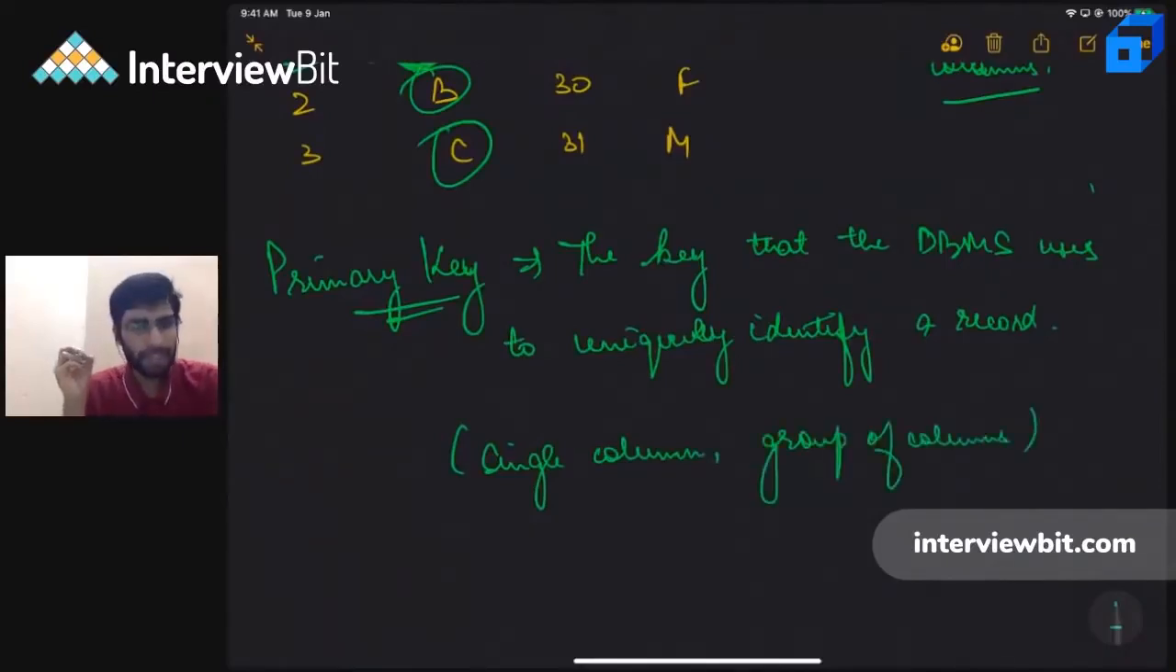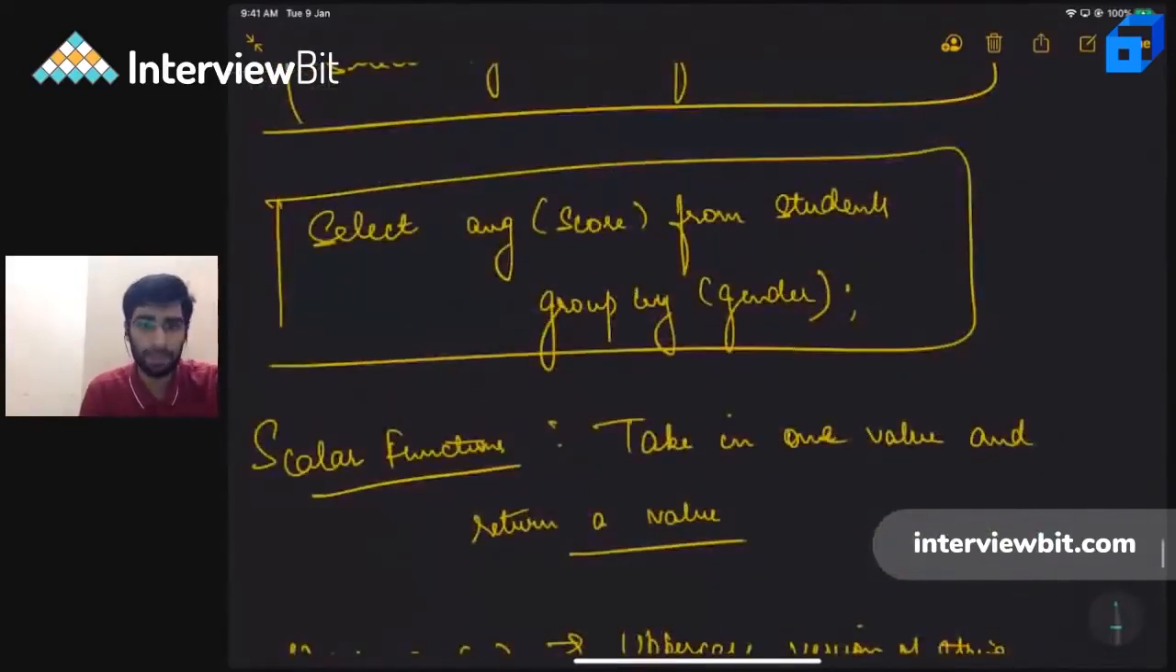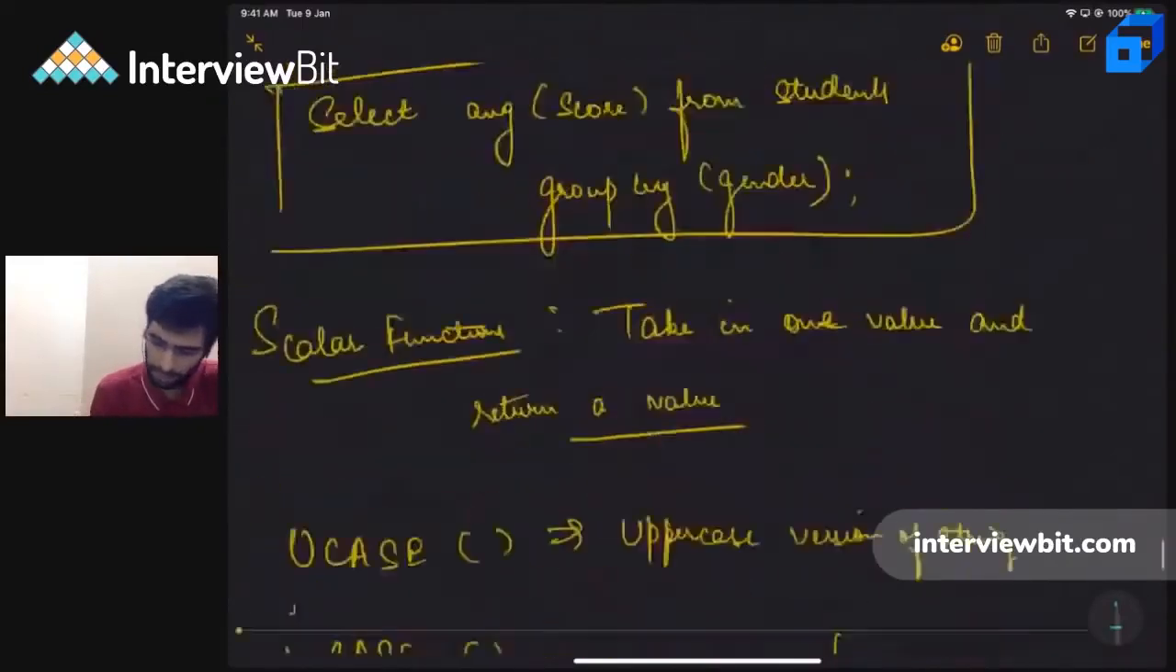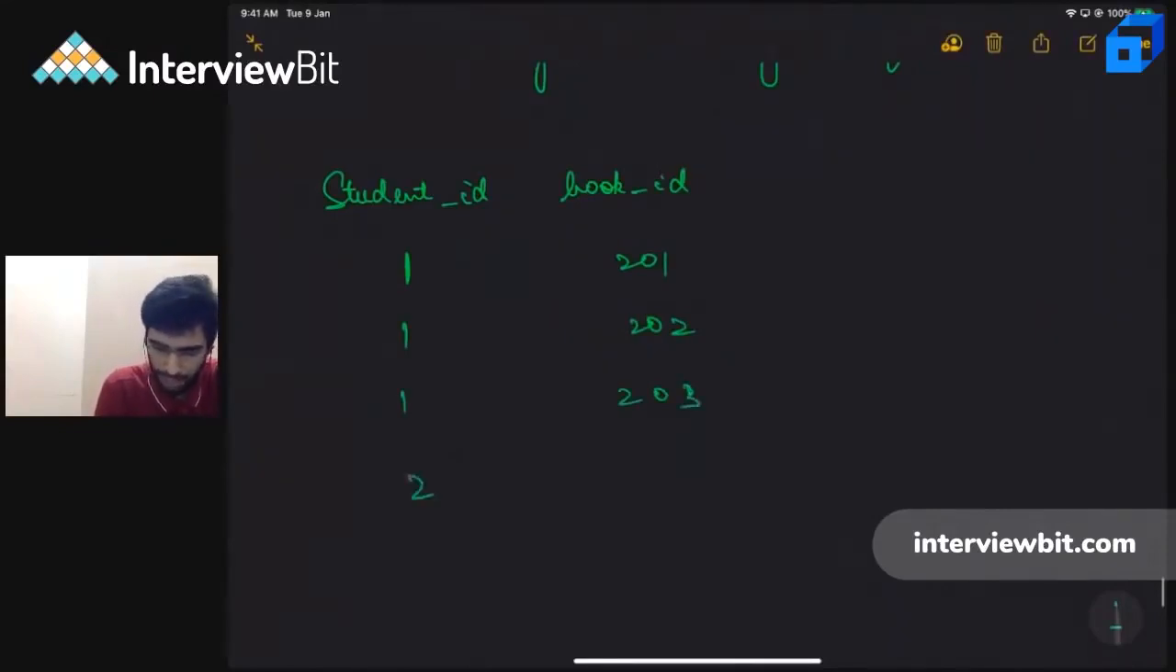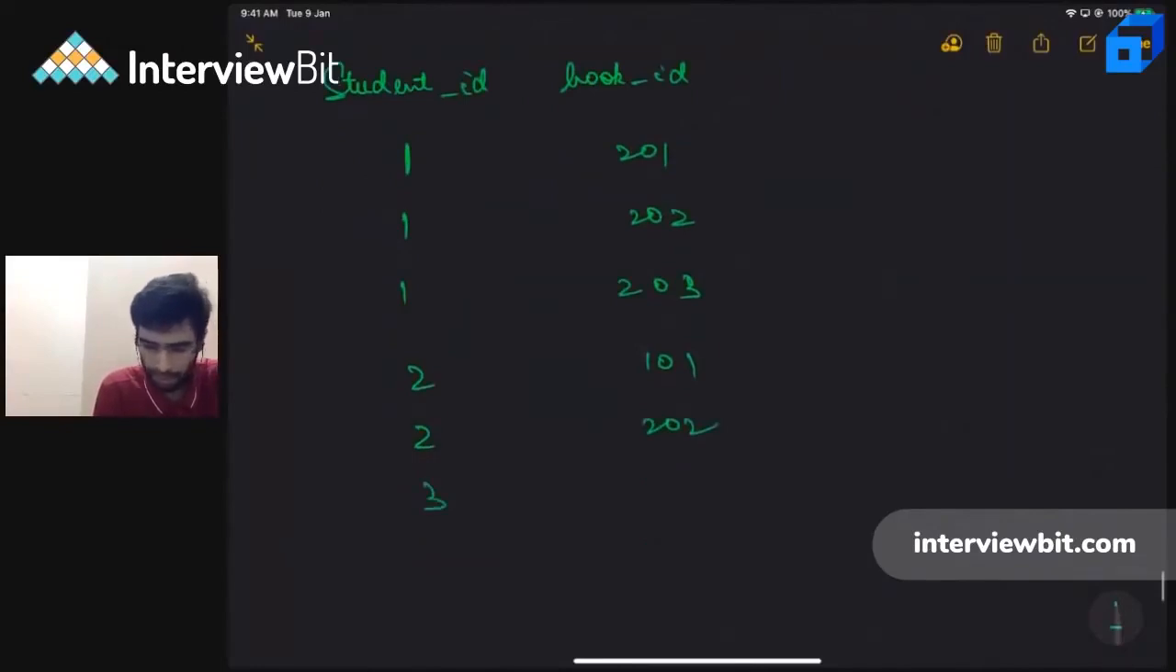Okay. So let us see the student and books table that we had written above, right? Above we had written a table where we recorded which student has rented which books. So there we had a student ID and a book ID, right? So student 1 had taken book 201, he had taken 202, he had also taken 203. Then student 2 has taken book 101, he had also taken 202. Let us say there is a student 3 who has taken 203. Suppose these are the students and this is the table.